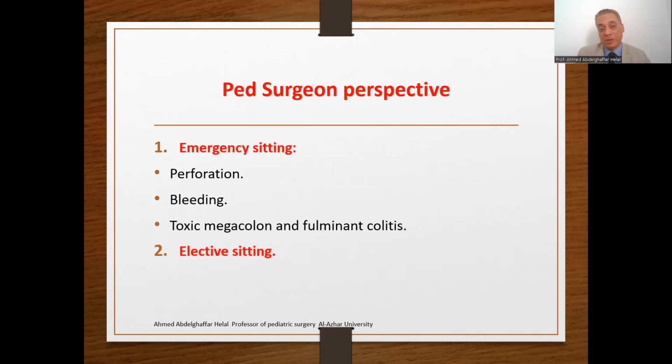Pediatric surgeon perspective: yes, the pediatric surgeon may be faced with an emergency setting in IBD: perforation, bleeding, toxic megacolon, fulminant colitis. This is an emergency situation. Or may be faced with an elective setting, where a patient diagnosed with ulcerative colitis or Crohn's disease needs to be operated on.